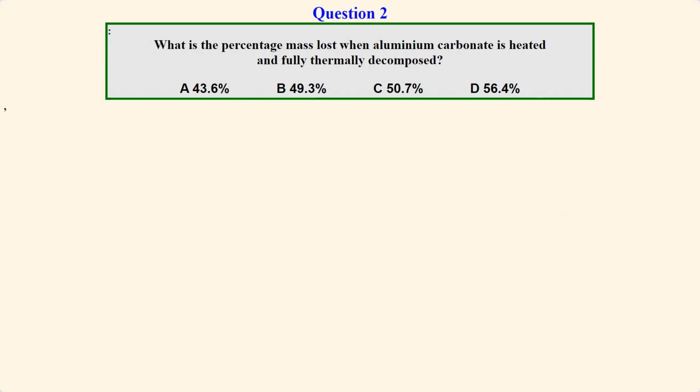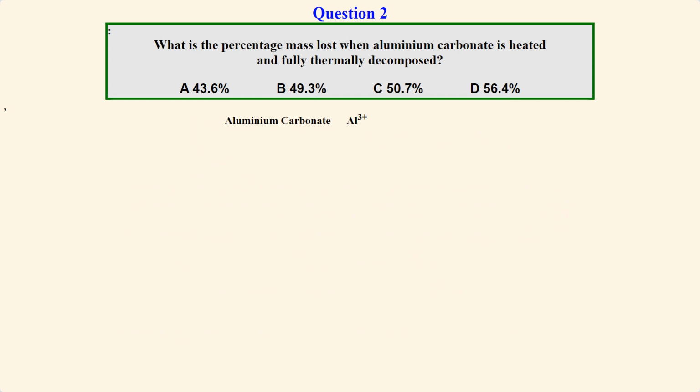What is the percentage mass lost when aluminium carbonate is heated and fully thermally decomposed? And then we've got 4 possible answers. Now, when we thermally decompose carbonates, we get the oxide and carbon dioxide. So first of all, let's get the correct molecular formula for aluminium carbonate.